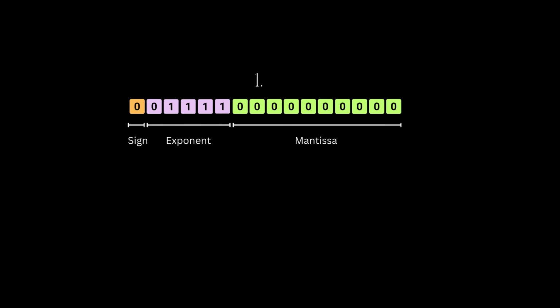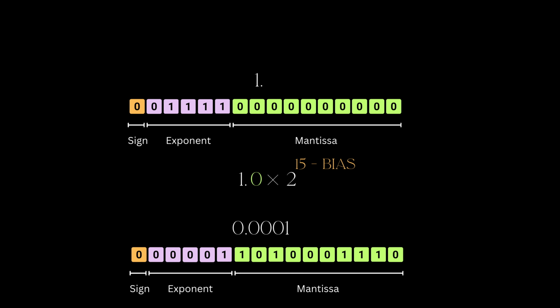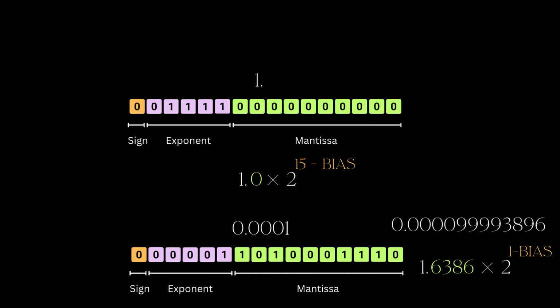Let's just check whether this bit sequence indeed comes out to be 1 or not. We have the implicit leading bit as 1, mantissa as 0, and the true exponent is 15 minus bias, where the bias is 15 for float 16. So 15 minus 15 equals 0. So yes, this sequence of bits indeed represents 1. 1e-4 is this sequence of bits, and you can verify that this evaluates to 1.6386 times 2 raised to the power of 1 minus bias, which means minus 14, which is very close to 1e-4.